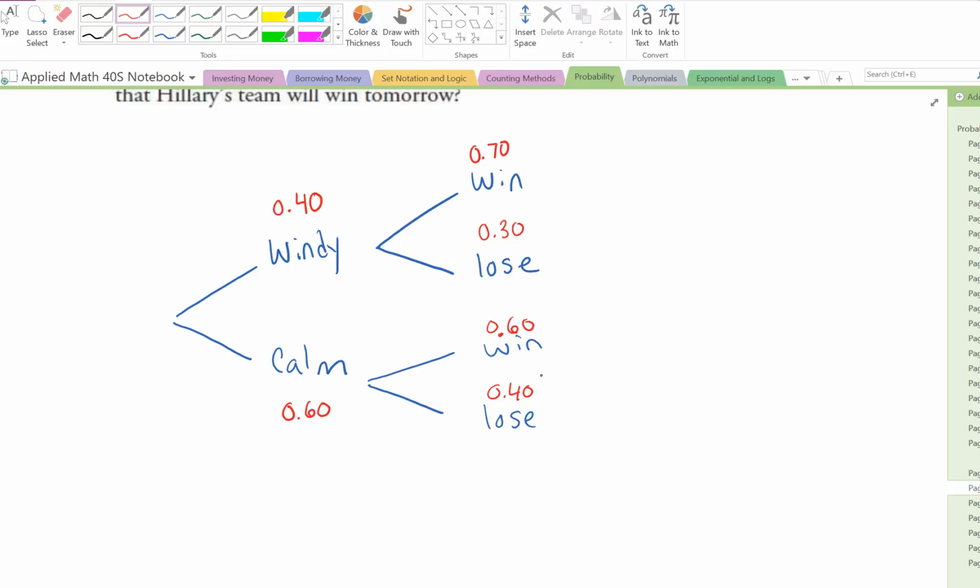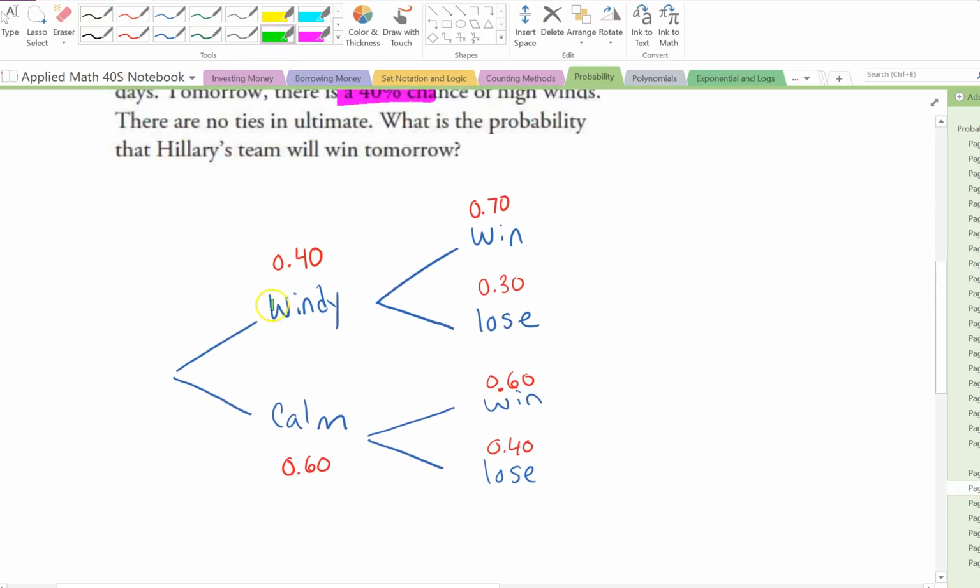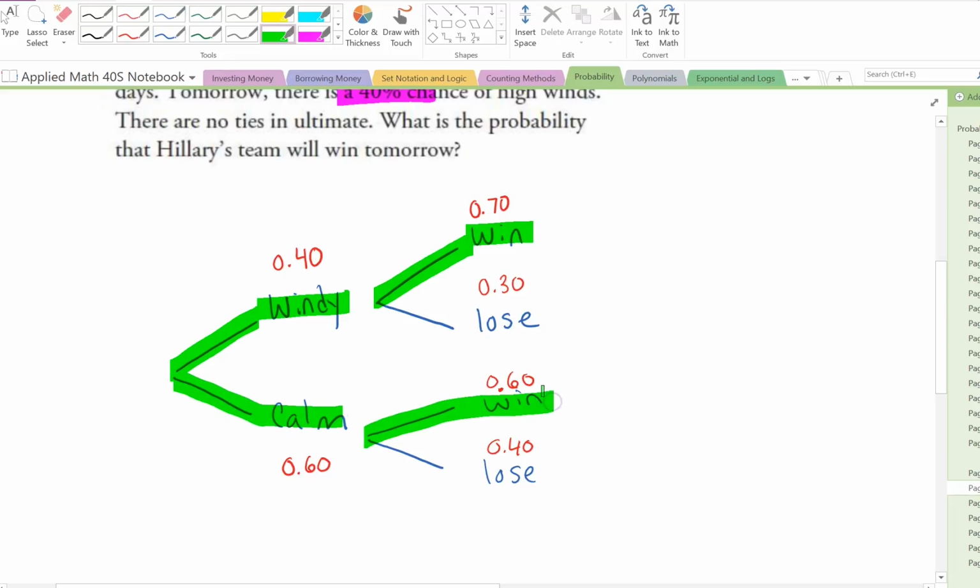Now, the question that we're trying to solve says, what is the probability that Hillary's team will win tomorrow? There's actually two paths you can take. It could be a windy day and they'll win, so that's going along here. Or it can be a calm day and they'll win. So either or, so two cases, and remember when we have two cases, that or comes into play, which means we're actually adding those two up.